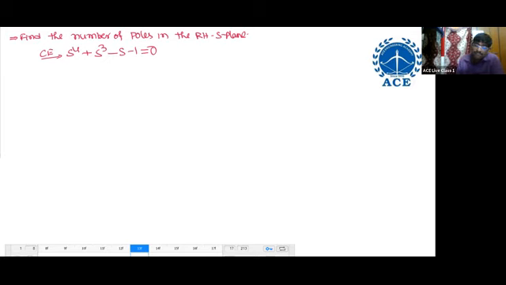One pole is on the right. Unstable. By looking at it itself, we can tell it is unstable because a missing coefficient is there and a sign change is there. But what is the question? How many poles in the right? Whenever they ask for the poles in the right, there is no alternative other than the RH criterion. Come on, do it.